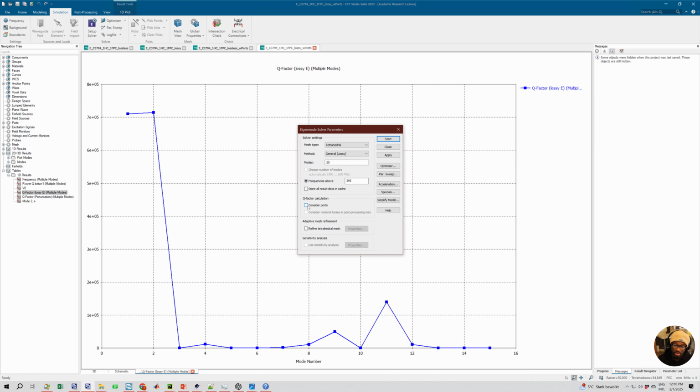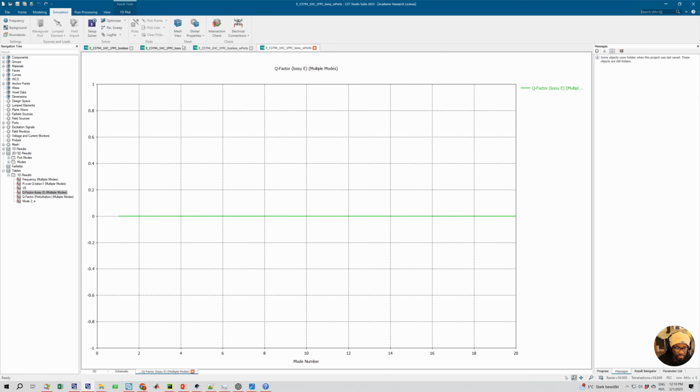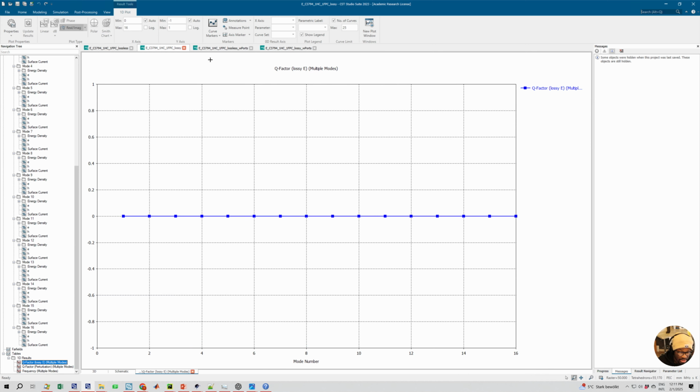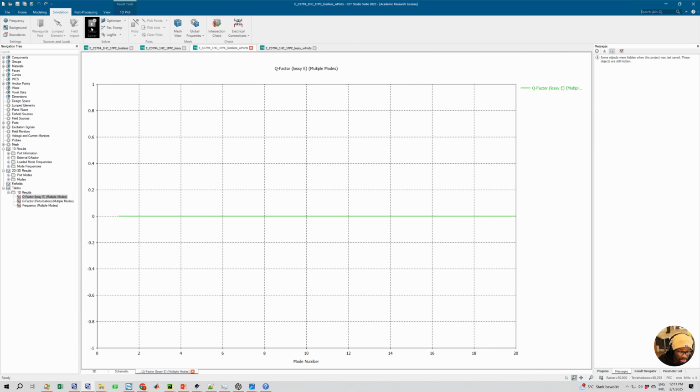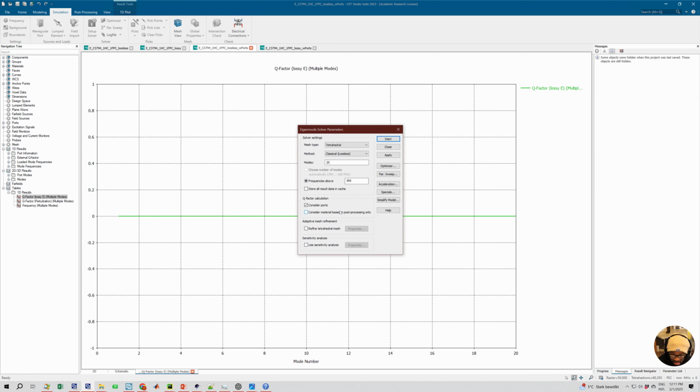I think what I'll do, maybe I'll select a port and then compare, but I don't think the results would be different. And then one other thing that I could check, or you could check, is to consider material losses in post-processing only. That is, you should postpone the Q factor calculation to post-processing.